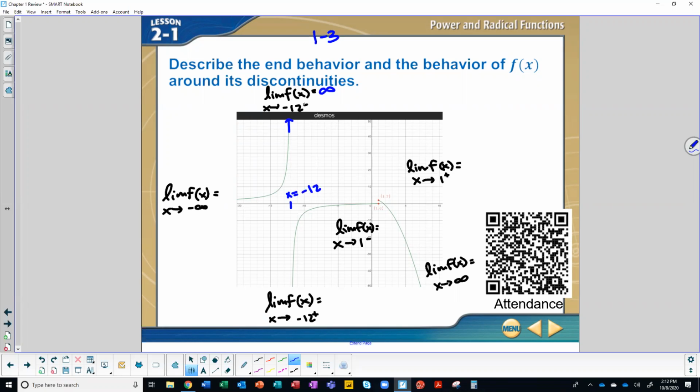Actually, you know what? I'll tell you what this means in one more second. Let's do this bottom one first. What happens on this side of the break? It goes down forever, which is negative infinity. Now, I put a minus on this one and a plus on this.